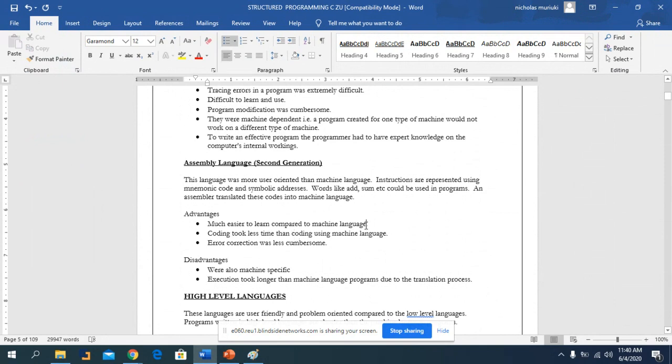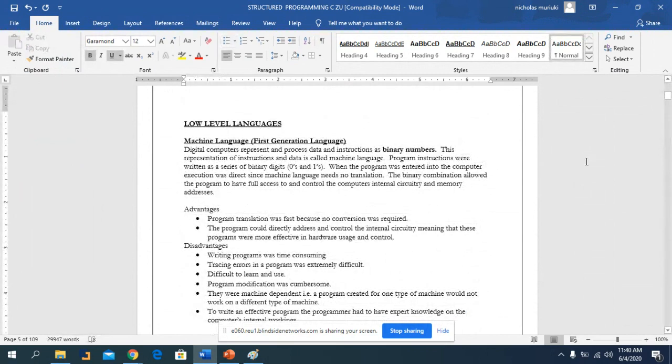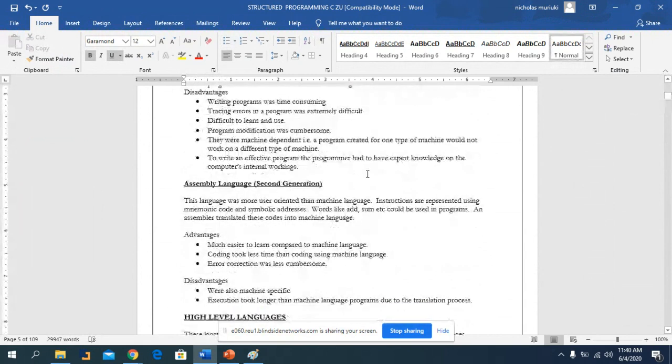Very easy. Because in this language, only the computer can understand, which is termed as first generation. And for this one, computers and users can both understand, which is termed as second generation. So in this case, all users and computers can understand. But for the first one, it is only the computer which is able to understand, which is very hard.